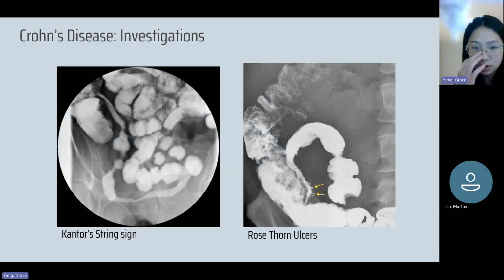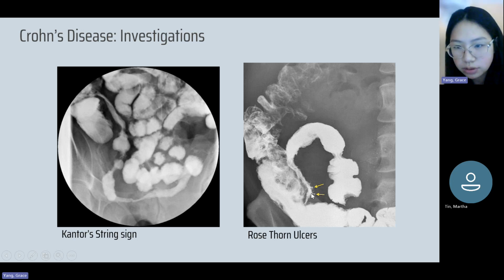So this is the small bowel enema. You see this, what we call Kantor's string sign, which is these bits where they kind of turn into strings, and rose thorn ulcers, which you can see here.